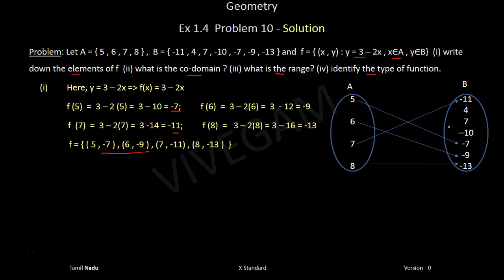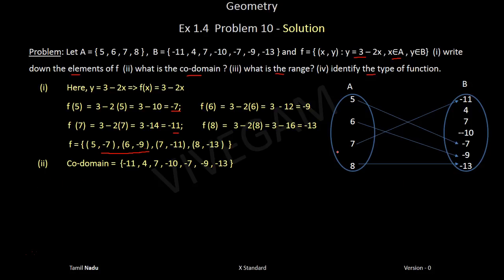So what is the codomain? Codomain is the set B. A function is all about A to B. The set A is the domain, and set B is the codomain. So the codomain in this case is set B, which is minus 11, 4, 7, minus 10, minus 7, minus 9, minus 13. And what is range?